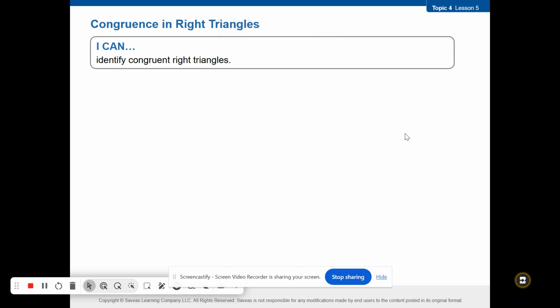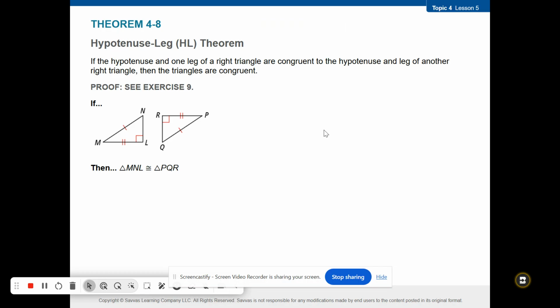Okay, so let's talk about first the congruence of right triangles, and then we'll get into overlapping. So here's the hypotenuse leg theorem. This was on the Edpuzzle. You need to have a right triangle first. So if you need to define right angles, you need to do that first, okay?